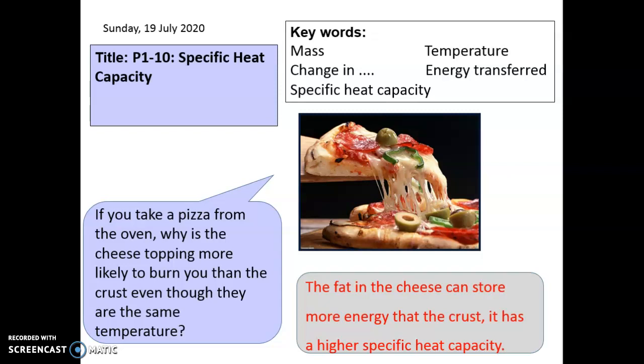That'll be because the fat in the cheese, or the cheese itself, can store more energy than the crust because it has a higher specific heat capacity. So it might have taken a little bit longer, a little bit more energy, to get up to the same temperature. But then because it's got a higher specific heat capacity, it has stored more energy.